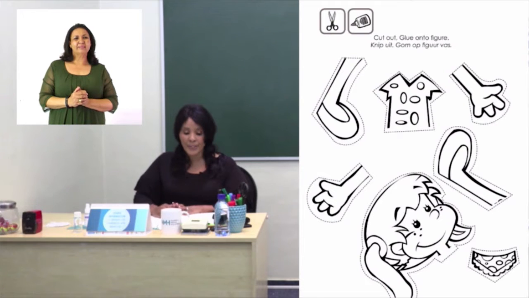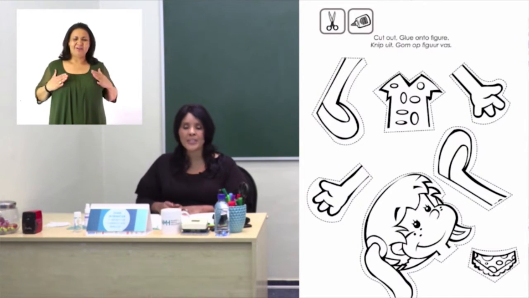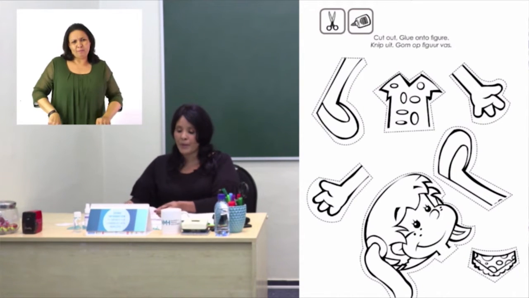Okay, once you've done that, then we go to the next page, page 27. Go to page 27. We have a picture of body parts of a girl. You do the same you did with the boy. You cut out the different body parts like I've done here.